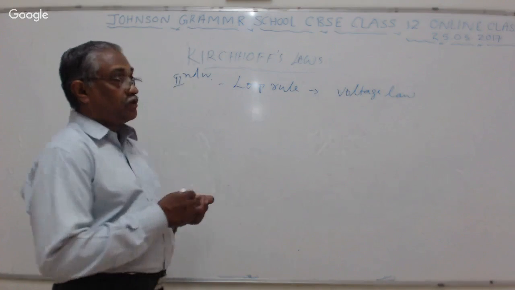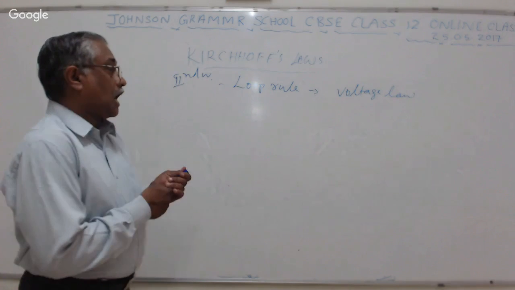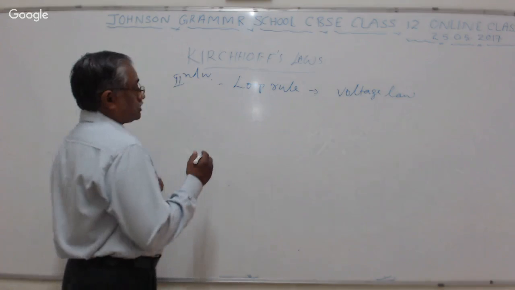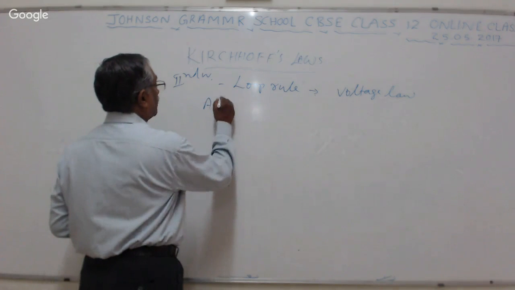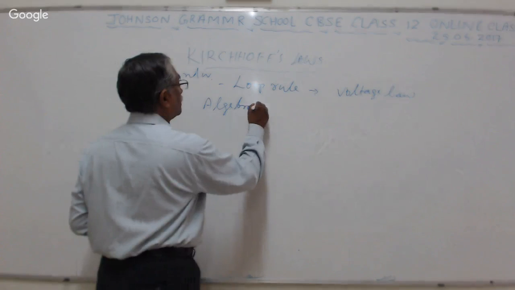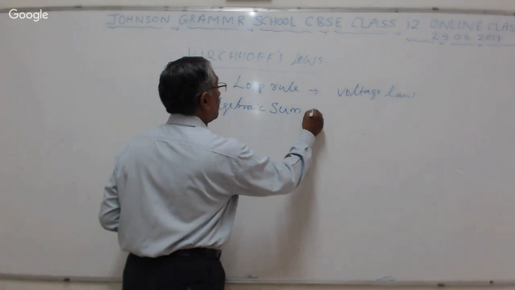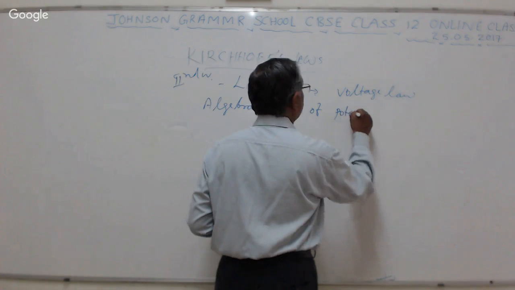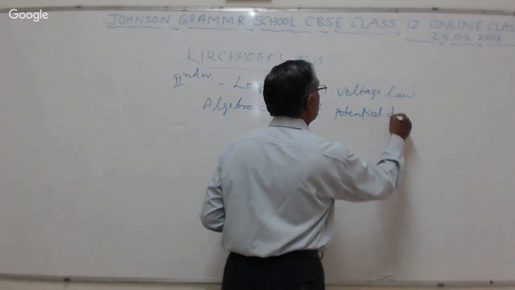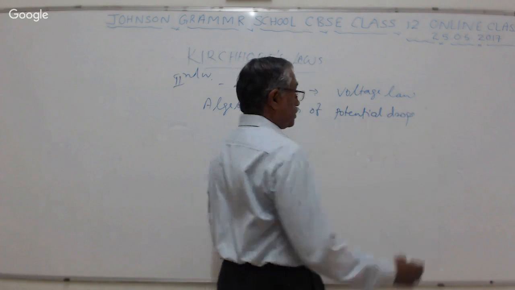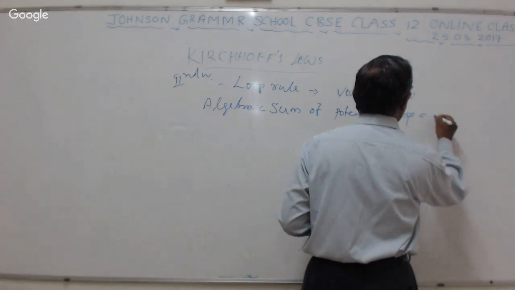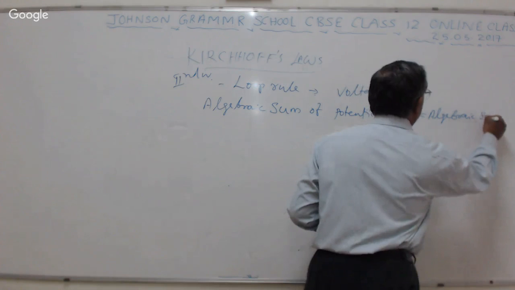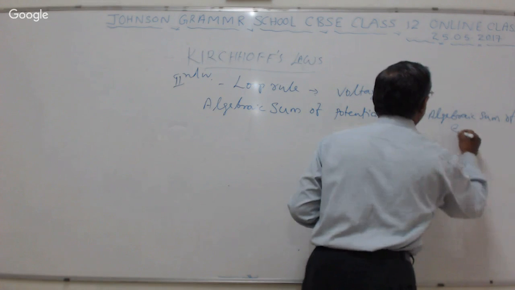So what do we mean by the loop rule? It says that the algebraic sum of the voltage drops, or the algebraic sum of potential drops, is equal to the algebraic sum of EMF.